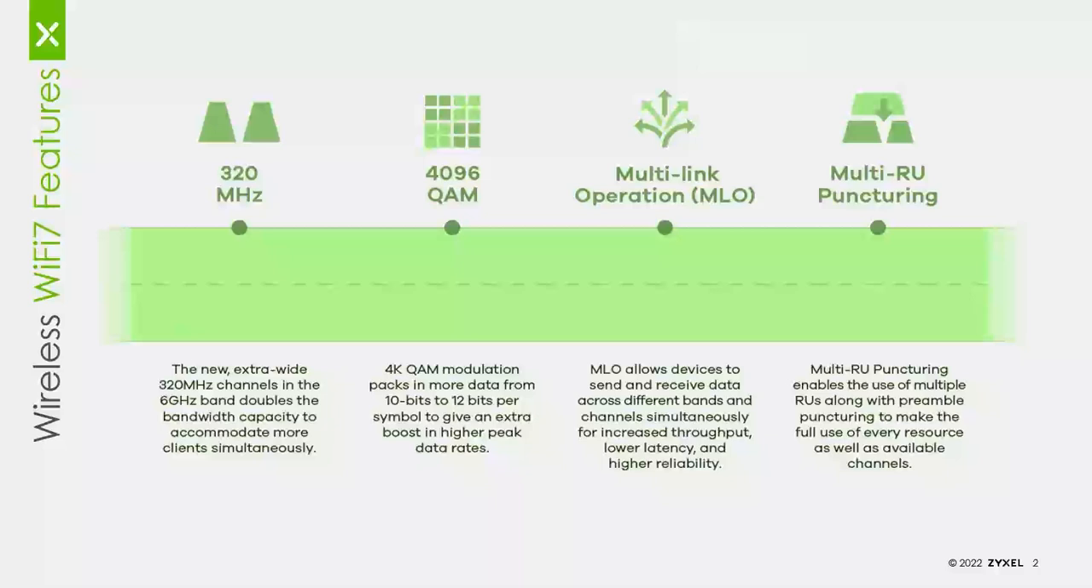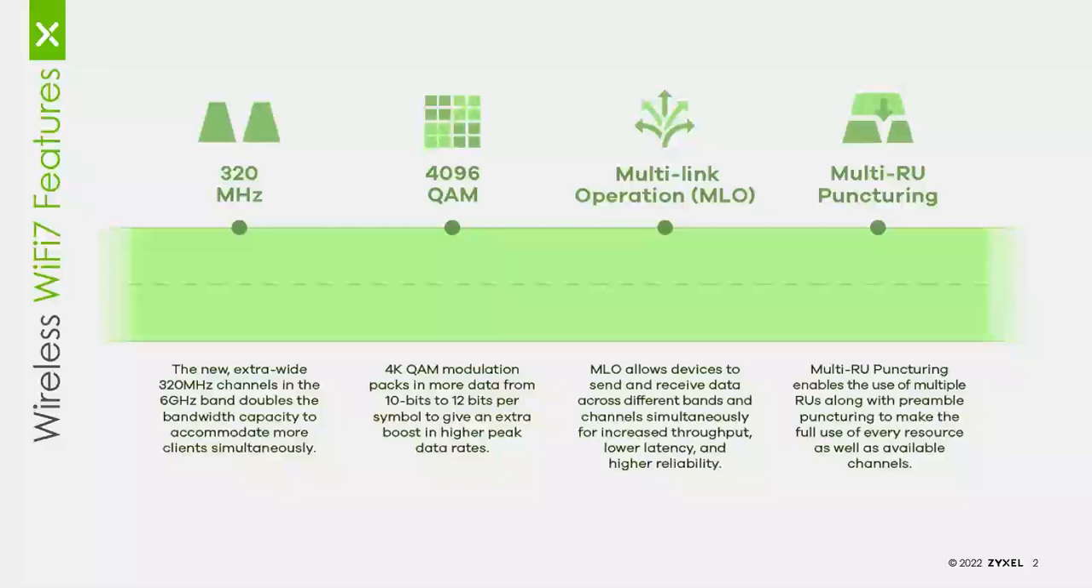So one of the ways that we get to faster speeds is we can use wider channels. So when 802.11a, B, and G came out back in the day, they were using 20 megahertz channels. 11n gave us 40 megahertz channels. Wi-Fi 6 gave us 160 megahertz channels, and now with Wi-Fi 7, we can use channels up to 320 megahertz in size on the 6 gigahertz radio and up to 240 megahertz in size on the 5 gigahertz radio.